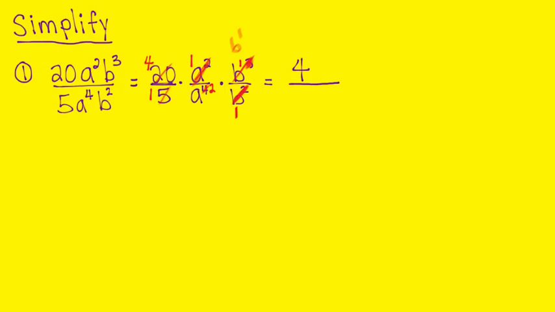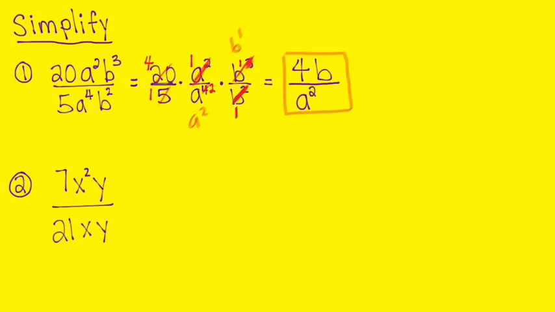4 times 1 times B to the 1st is 4B, and A squared times 1 is just A squared. Okay, let's go ahead and practice this one.